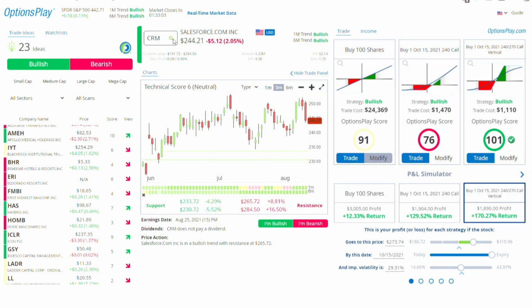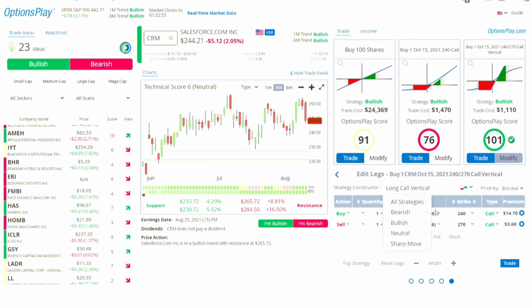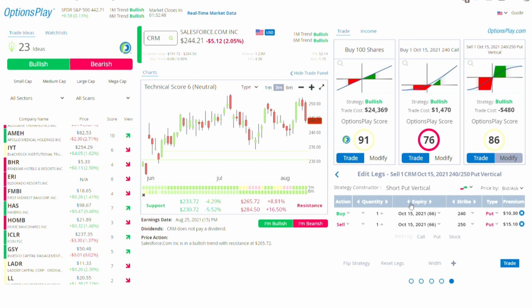You can see that the support for CRM or Salesforce lies at $230 and $233. Hence I select the bullish short put vertical, which is basically the put credit spread. I usually select trades with 3 to 5 weeks of expiry. The general idea is to collect 15 to 25% of the credit per trade width. So I play around a bit for my optimum trade width.